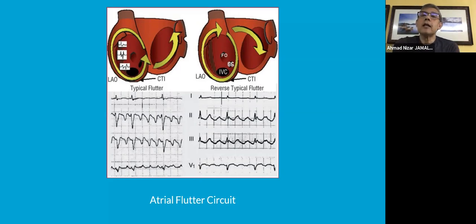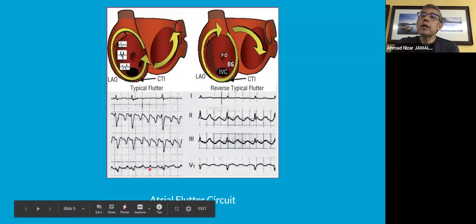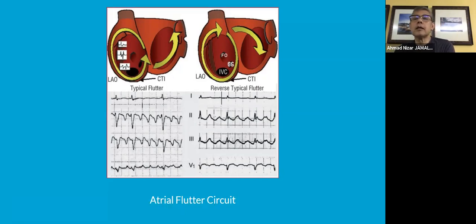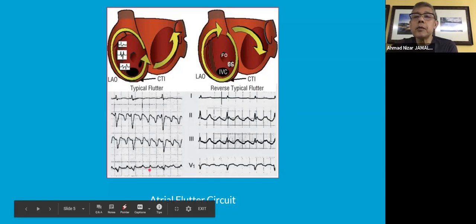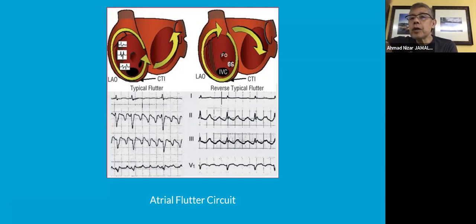While the reverse typical flutter, which is the clockwise one, has a negative P wave in V1. Imagine the flutter waves coming up from below towards V1. Therefore, the P waves in V1 will be positive. And if you look at a clockwise one, it's actually moving away from V1 because it is clockwise, it's going downwards. Therefore, the V1 lead will show a negative P wave.